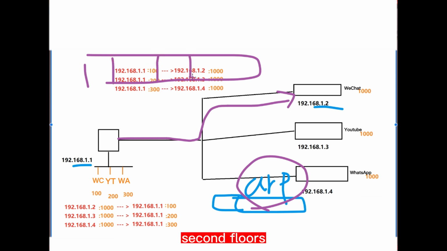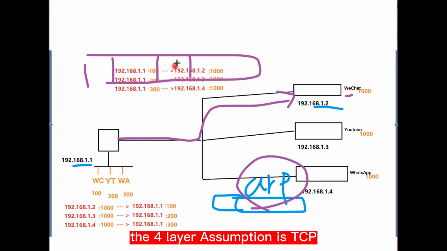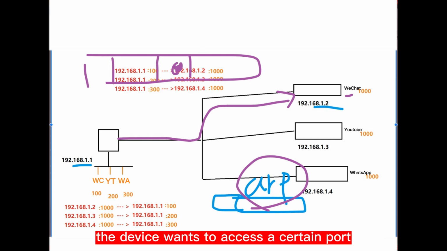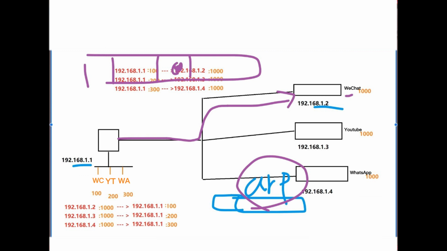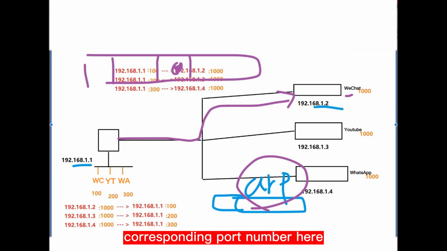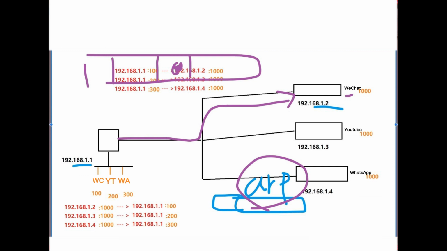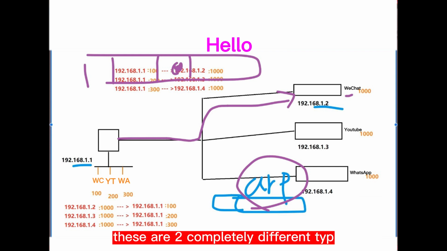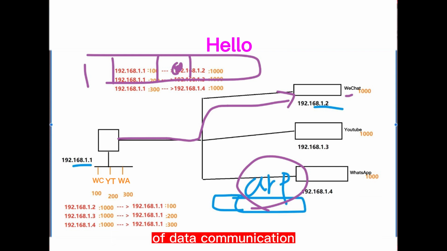Layer 2, layer 3: source IP and destination IP. The layer 4 assumption is TCP. This is the WeChat server. The device wants to access a certain port on the WeChat server, so it will carry the corresponding port number here. Then there is the application data. For example, if I write a sentence of hello here, these are 2 completely different types of data communication.